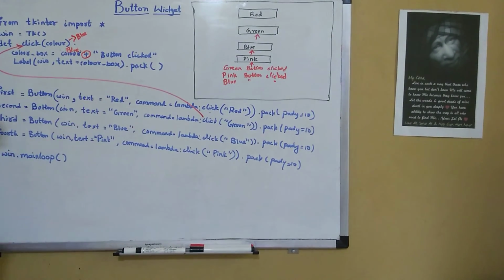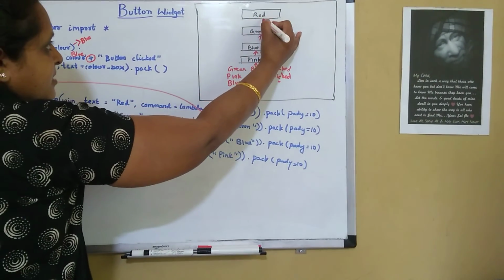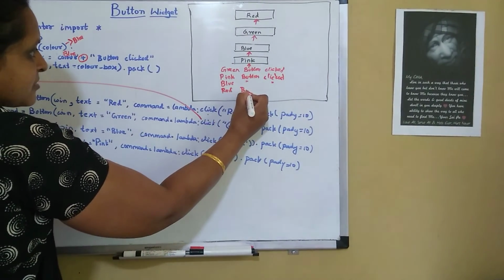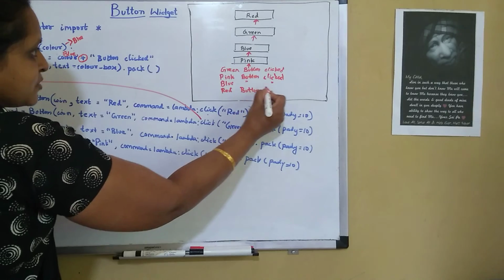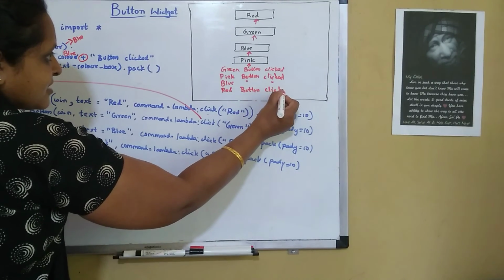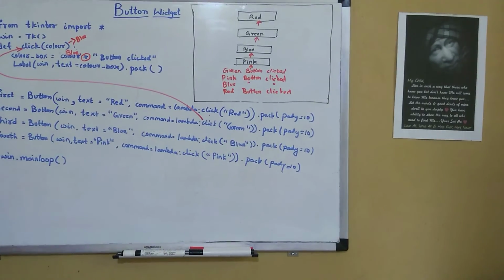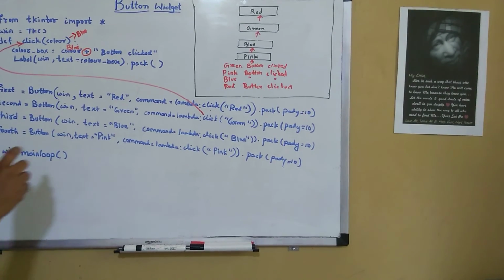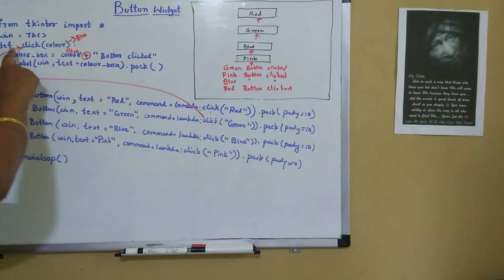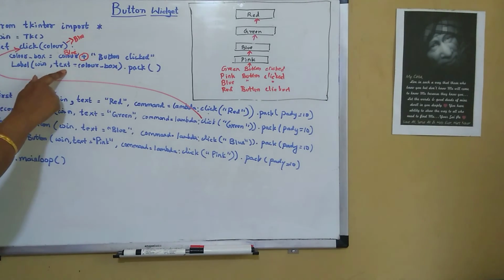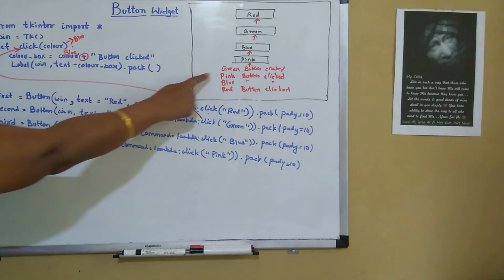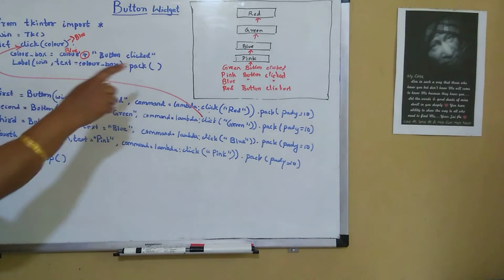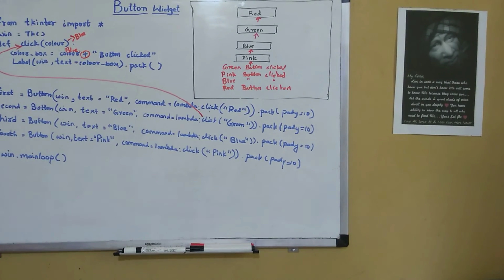Now if I press on the red button, then I get the text on the label widget, red button click. So this is one of the programs wherein if a button gets clicked, that particular color is passed to the function and it will create a label widget. Every time it will create a label widget and the text will be displayed on the label widget.